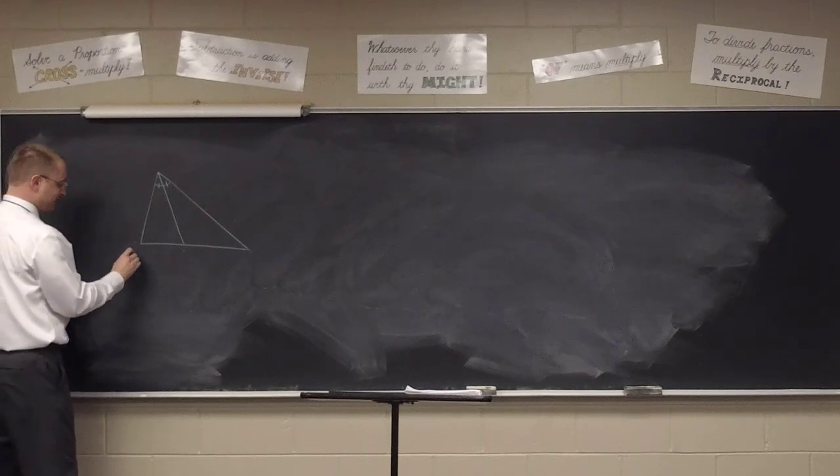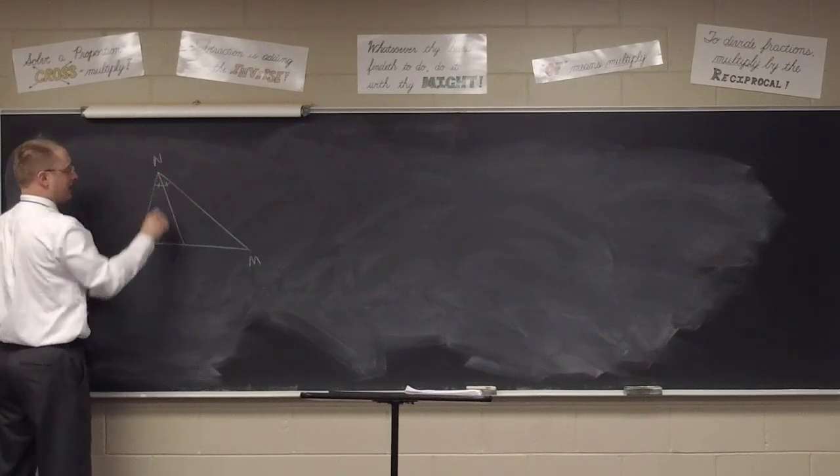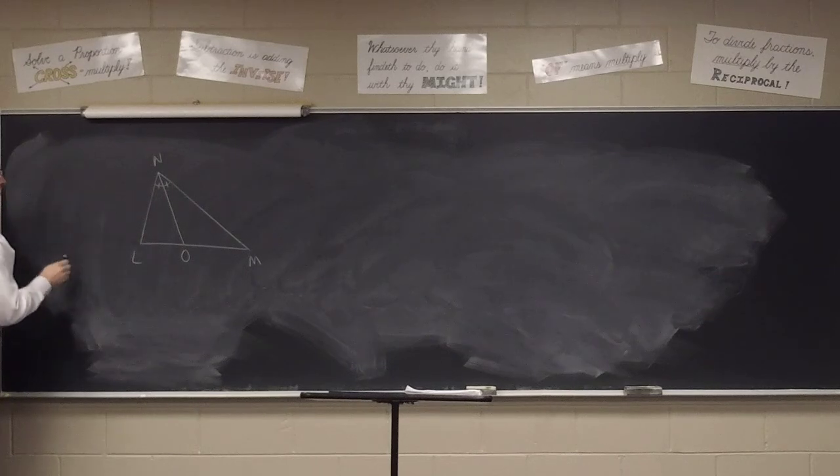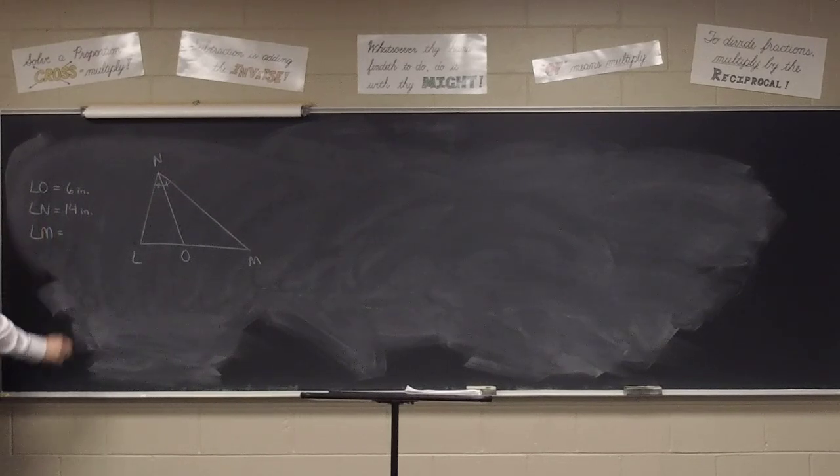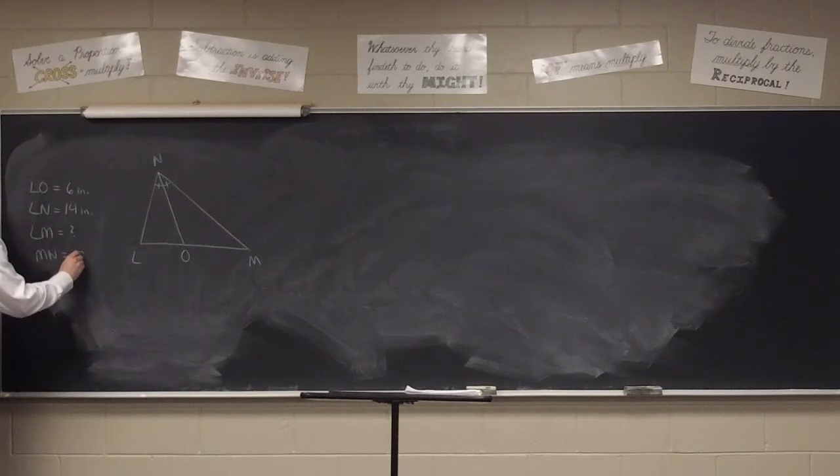Let's go ahead and call this L, M, N, O. And let's suppose that LO is 6 inches. Let's suppose that LN is 14 inches. Let's suppose that LM is, let's find that one. And let's suppose that MN is 18 inches. Find LM.